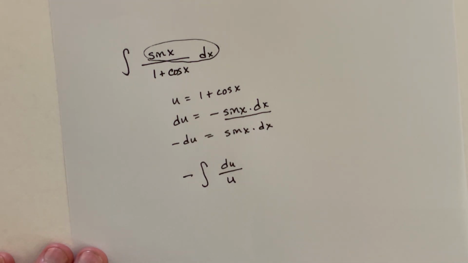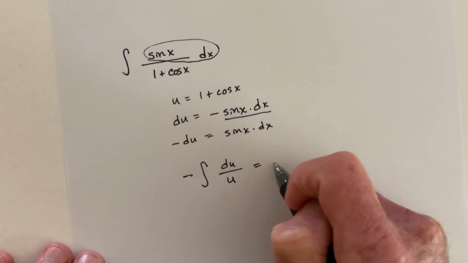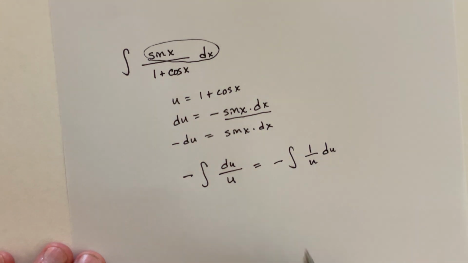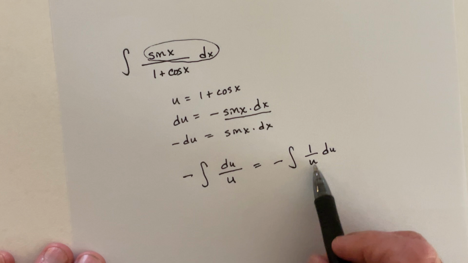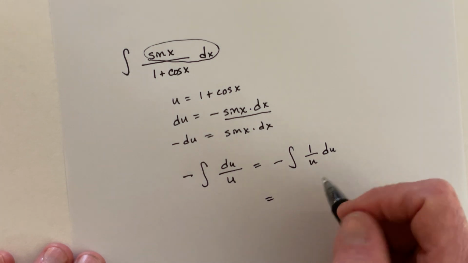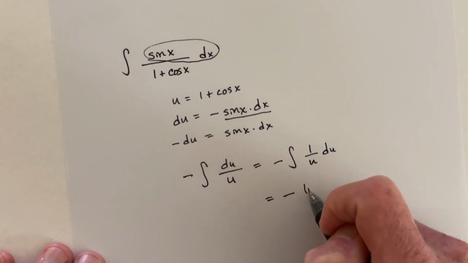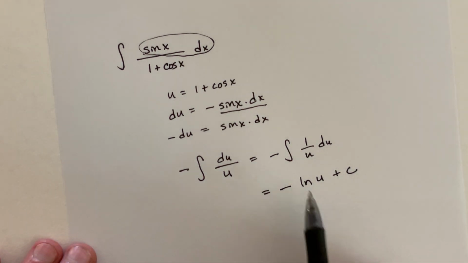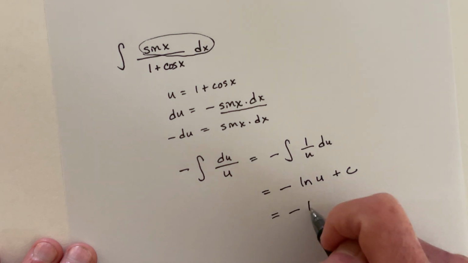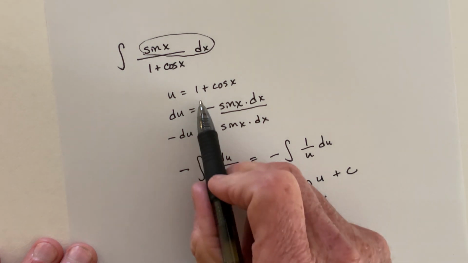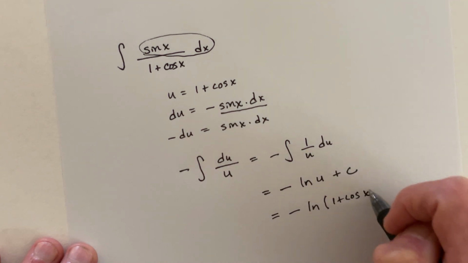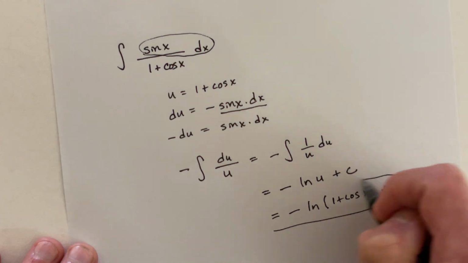u. So this is basically like having negative the integral of 1 over u du. So 1 times du is just du, means the same thing. And the antiderivative of 1 over something is the natural log. So it's going to be negative the natural log of u, and then put the plus c. And then finally replace the u. So it's going to be negative natural log, and then u is equal to 1 plus cosine of x, plus c, and then it's done.